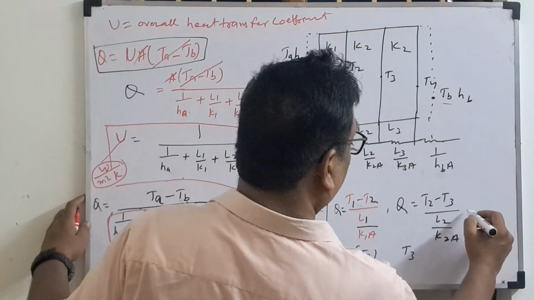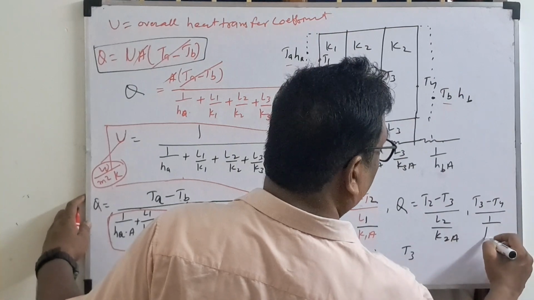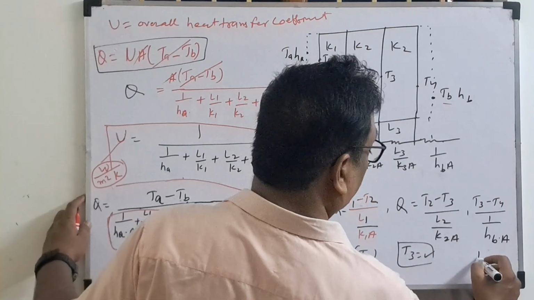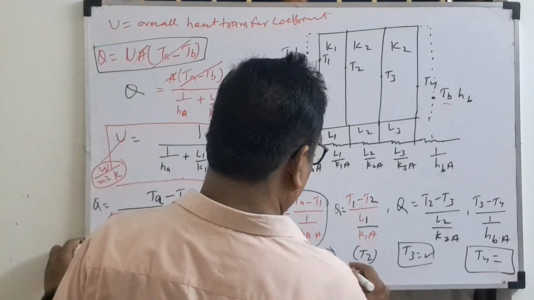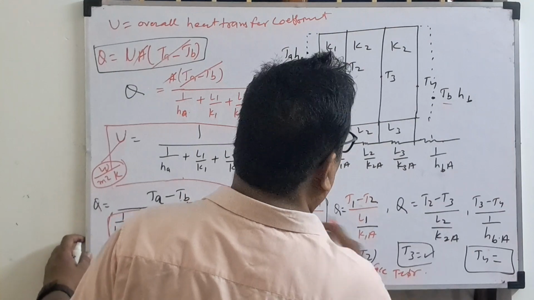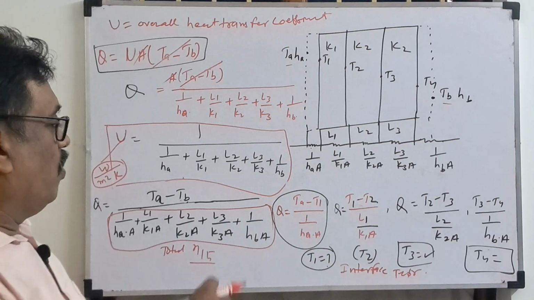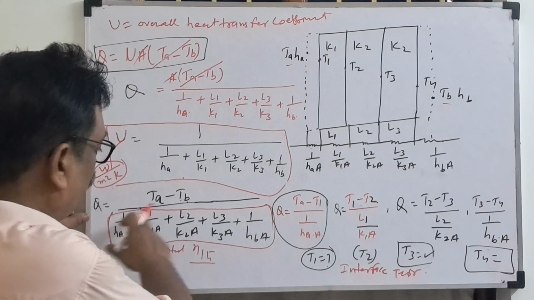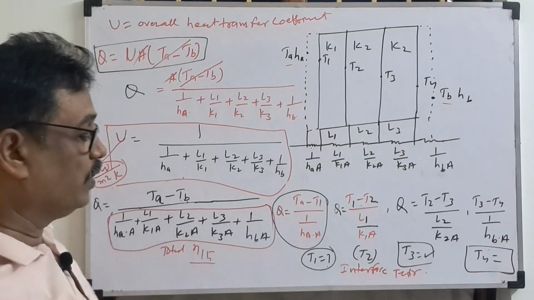What is this one? T4. Write that also: T3 minus T4 by 1 by HB into A. So from there you will get T3, and from here you will get T4. That way we can get the interface temperature for all. So if you know this concept, if you know the derivation concept, whatever questions come in this range, collect the data, substitute in this formula. This way you can analyze the formula and solve these questions.